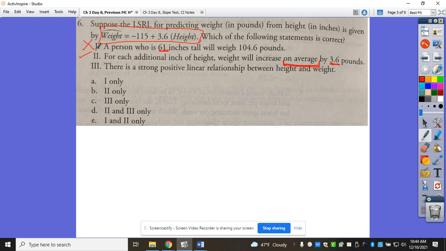There is a strong positive linear relationship between height and weight. What of those three do I know is yes? Do I know that it's strong or linear, just based off the equation? No. So I can't tell those two. So B is my only option.